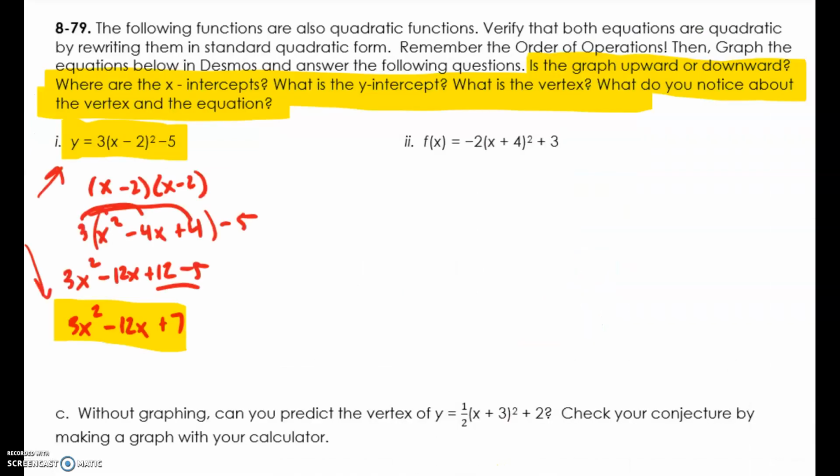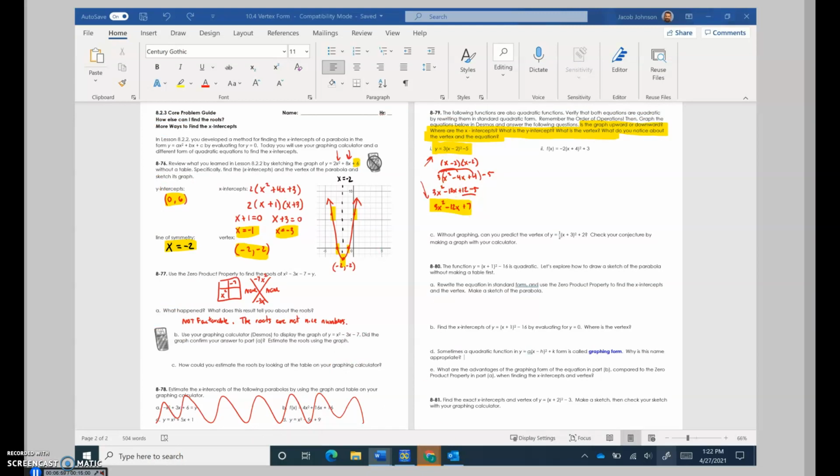So looking at our questions, is the graph upward or downward? What are the x-intercepts? What is the y-intercept? What is the vertex? And what do you notice about the vertex and the original equation? So take a minute or so and answer the questions that you can without my help, and then resume the video when you need to get the answers to that question, okay? So go ahead and pause now and try to answer those questions. All right, now we are going to take a look at the Desmos and compare these two equations and then answer the questions right here.